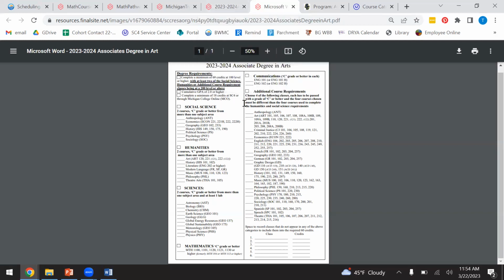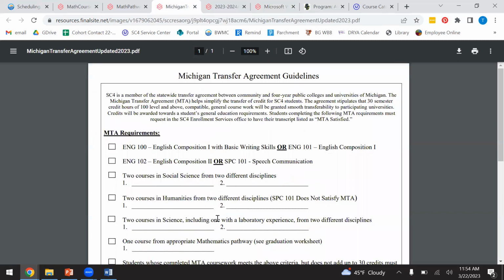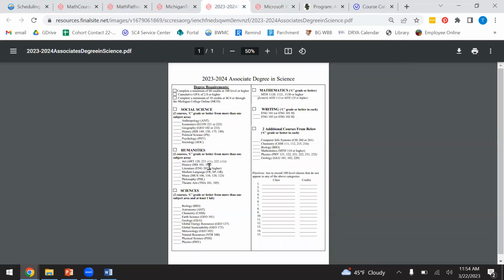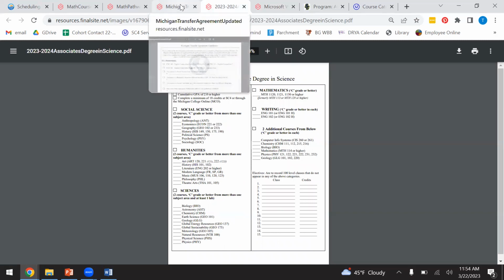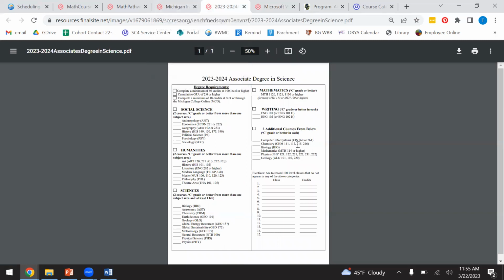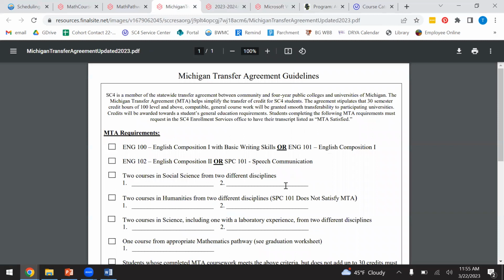So the big difference here is the additional course requirements. But the social science, humanities, science, math, and communication/English are what also complete the Michigan transfer agreement. So if you complete the requirements for the degree, you are also completing the Michigan transfer agreement. One other thing to point out is that those grades need to be a C or higher to count for the degree requirement, and a C or higher to count for the MTA.